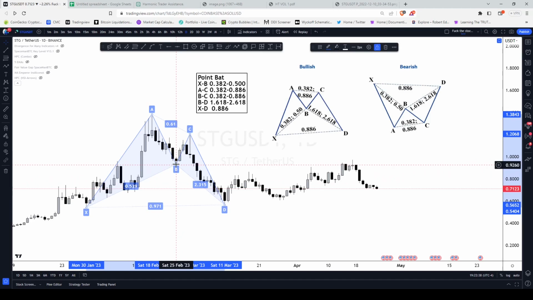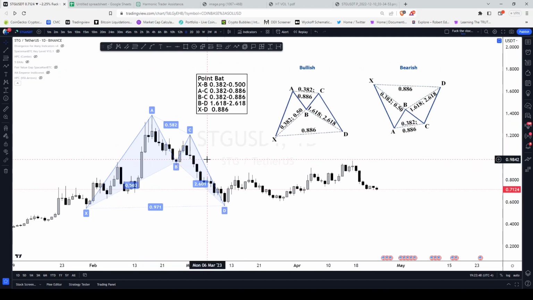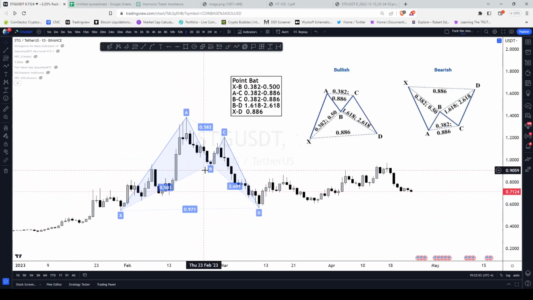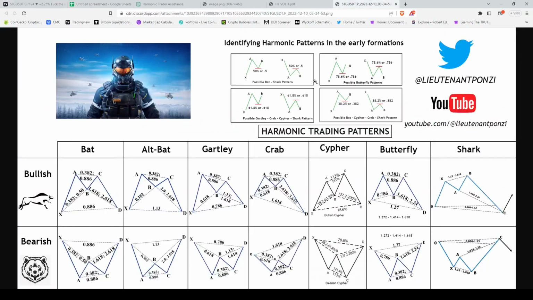For example, if this was moved up just slightly, let's see if I can grab it real quick. So right here is your 0.5. So you have a perfect 0.5 here, pretty much. That shows that this can be a valid structure. You go back to your cheat sheet and look: 0.5 to 0.382, what can it be? It can either be a bat, an alternate bat, or a crab if it's a 0.382 or 0.618.